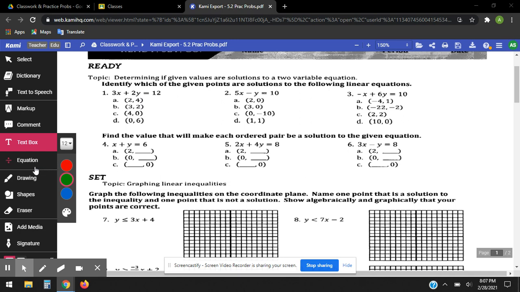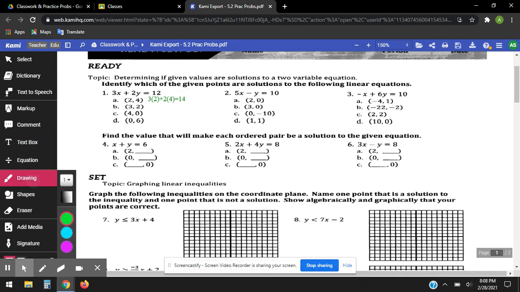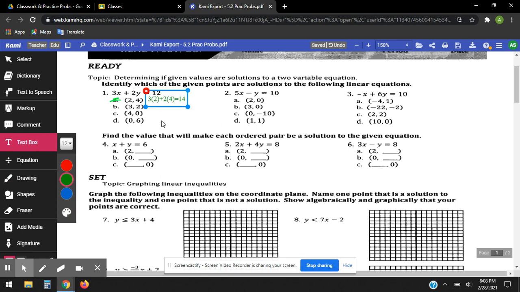So let's try all these points in our equation. To start with, we're going to put in 3 times 2, since my x is 2 right here, plus 2 times 4, since that's my y. And I need it to equal 12. So let's see what this equals. 6 plus 8 equals 14. So that means this one is a no. Okay, let's try the next one.